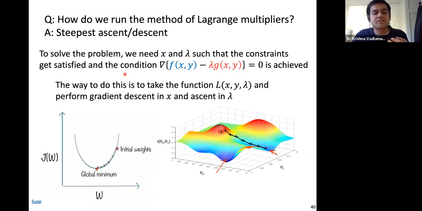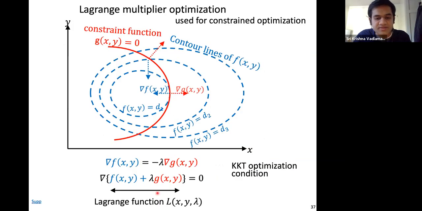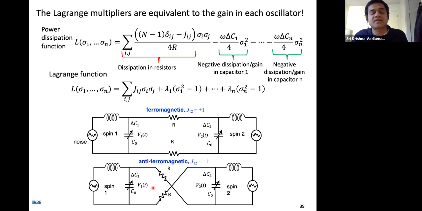Okay, so we have this Lagrange function that we want to optimize. How does the optimization work? How do we change the sigmas? And we don't know the lambdas also. There are some true lambdas which help us satisfy the Lagrange multiplier condition, which is this. So there's some lambda star here, which helps us satisfy this. But we are not given that lambda star. We don't know what lambda star is. So we have to find both the correct lambda and the correct spins to solve this problem.